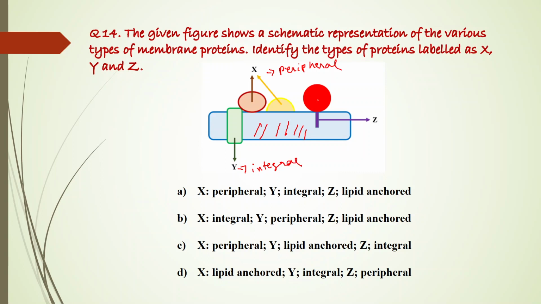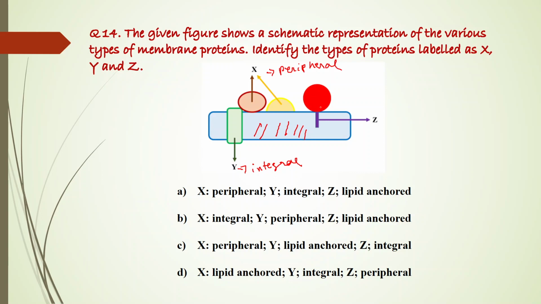Now let us look at Z. This red colored Z, this red part is sitting on the periphery. No red part is inside the blue rectangle. That means the whole red part is outside. It is kind of looking like a peripheral protein, but there is a purple colored anchor type looking thing which is embedded in the membrane protein.